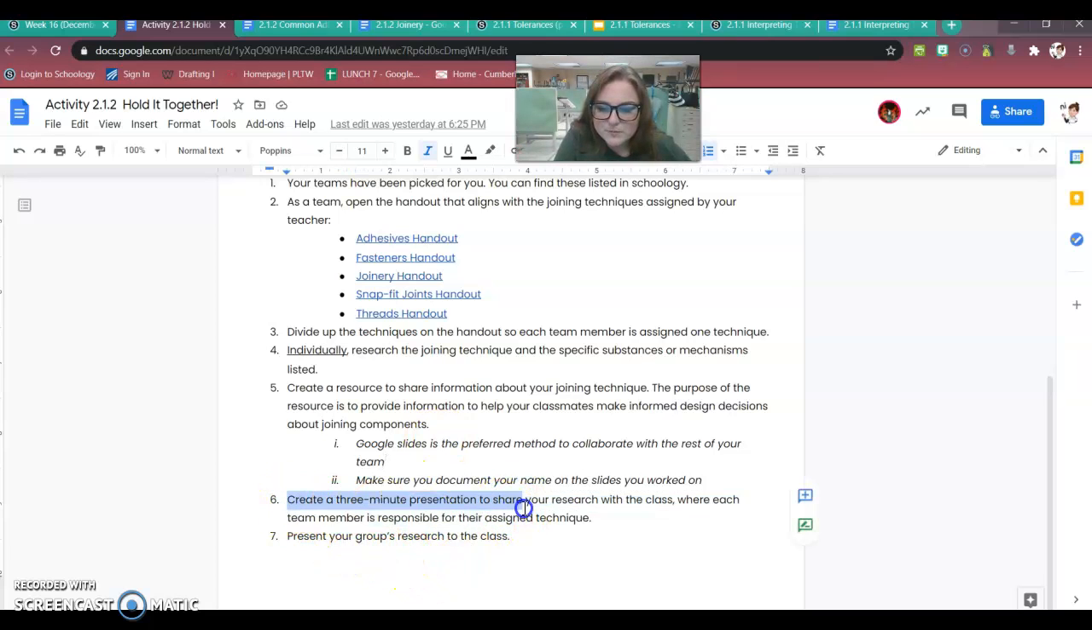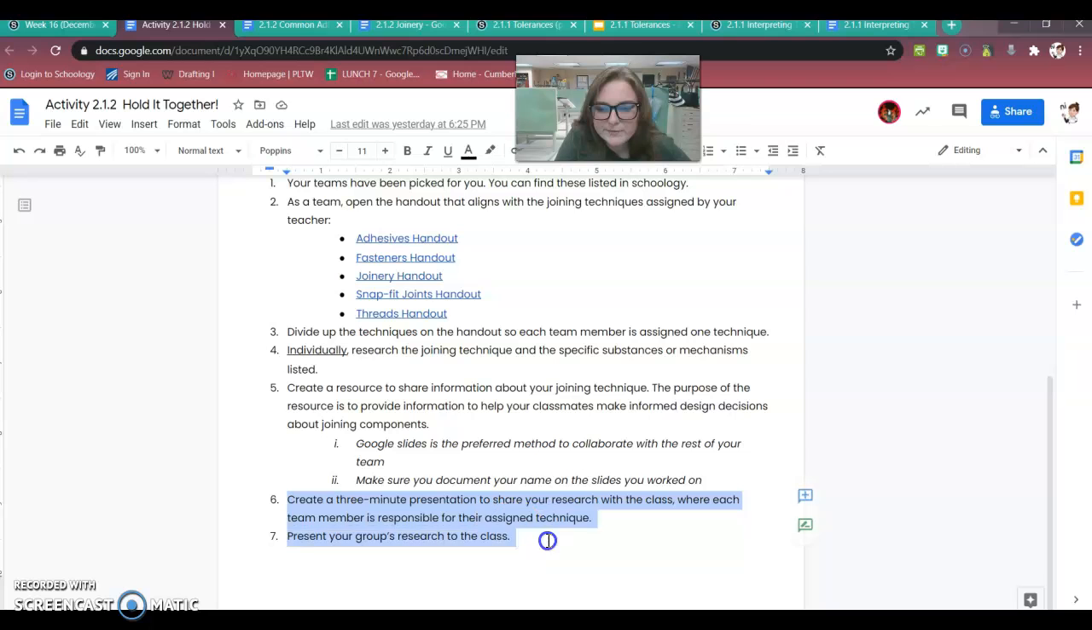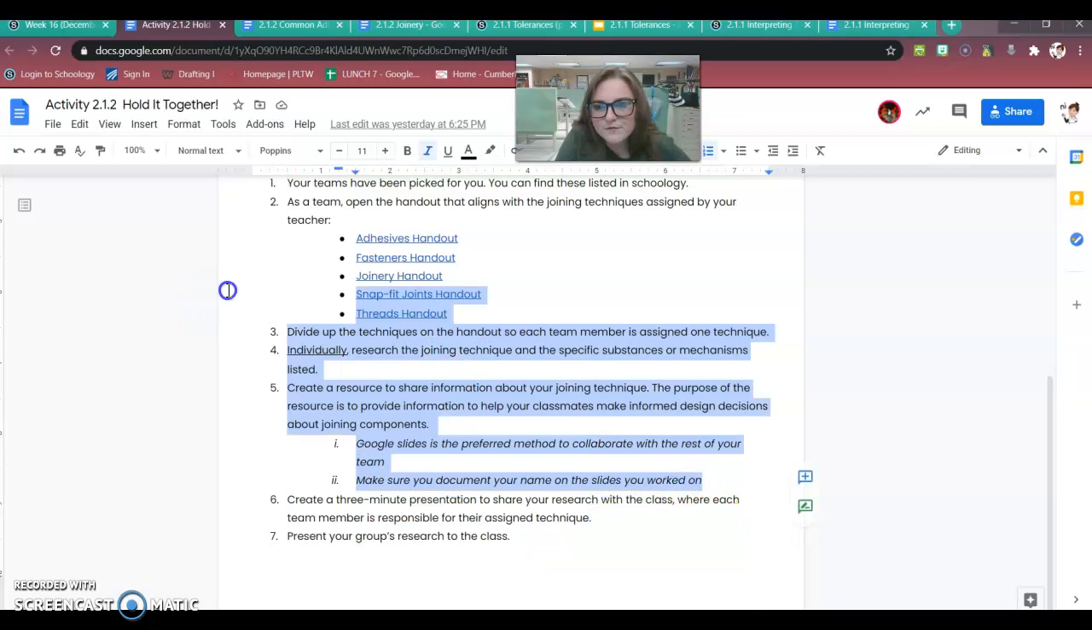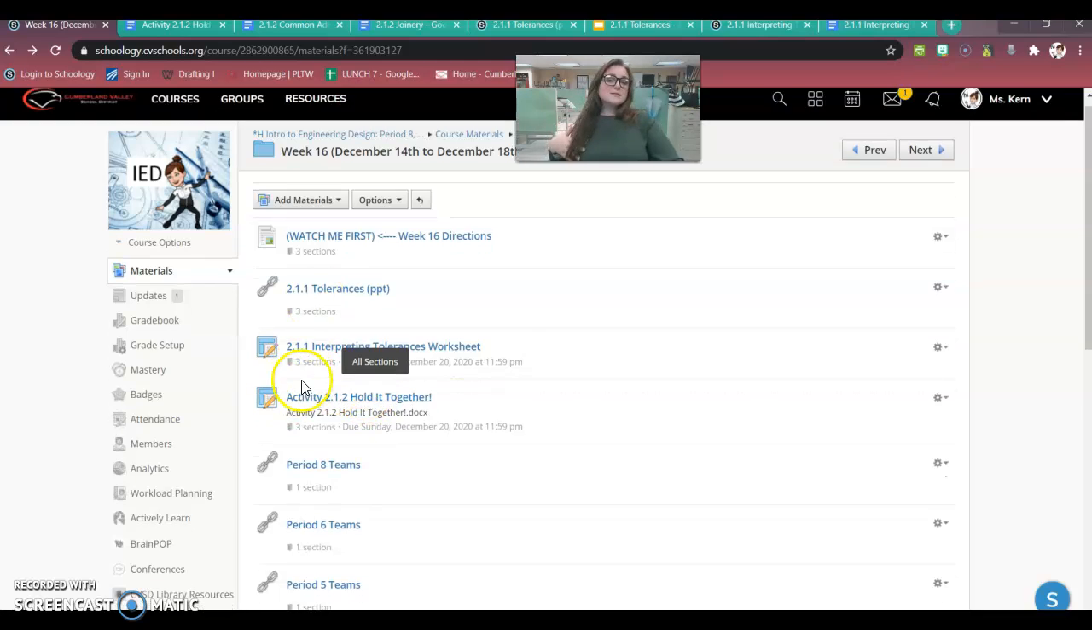Then you will be creating a 3-minute presentation to share your research with the class, where each team member is responsible for their assigned technique. First, I don't want you to worry about these last two. Focus on 5 through 1 right now: figuring out what group you're in, what joining technique you have, getting your Google Slides presentation shared with your group, editing that document, making sure everybody has access to it, and putting in the information you need to submit. Those are your 2 assignments.